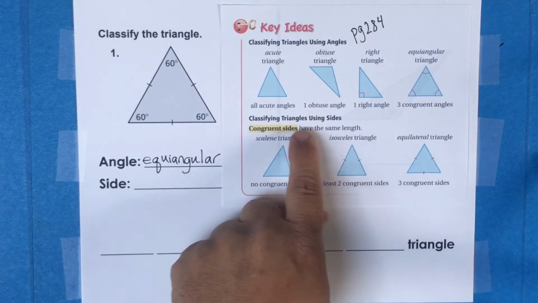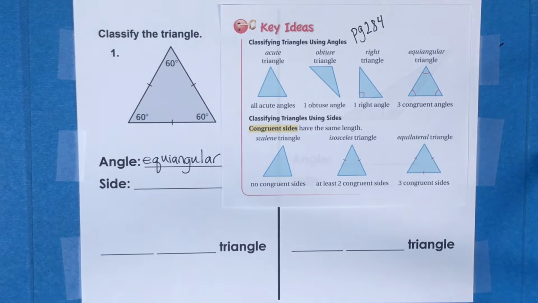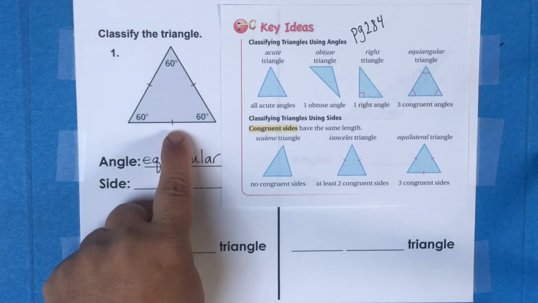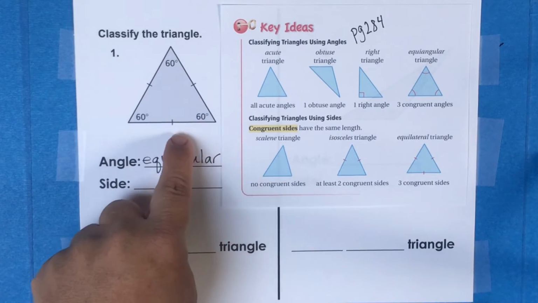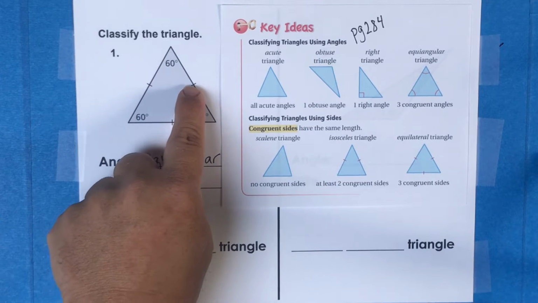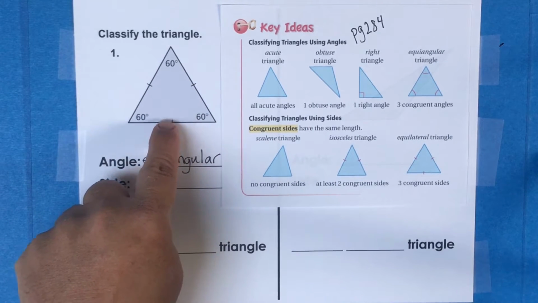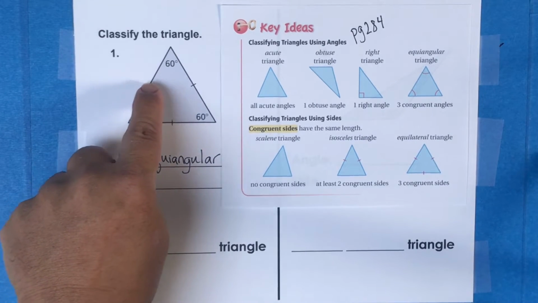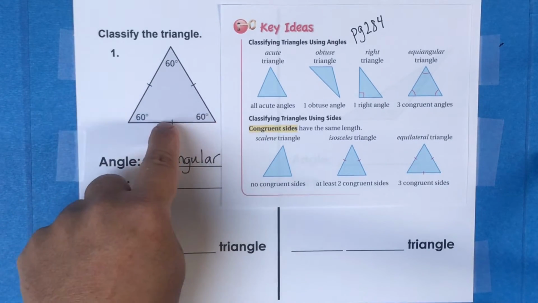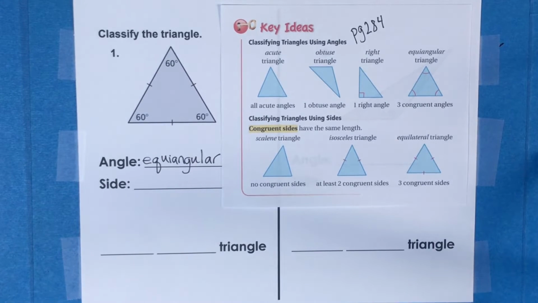Now we need to go down to classifying the triangle using side lengths. And remember, again, congruent sides have the same length. So when we take a look at the side lengths, the first thing that I notice is it has 3 tick marks on there. So that lets me know that this side is equal to this side, which is also equal to this side. So all 3 sides are the same length.